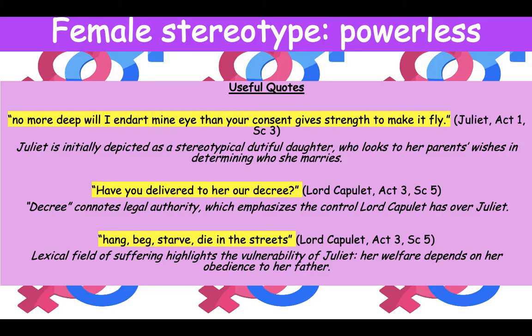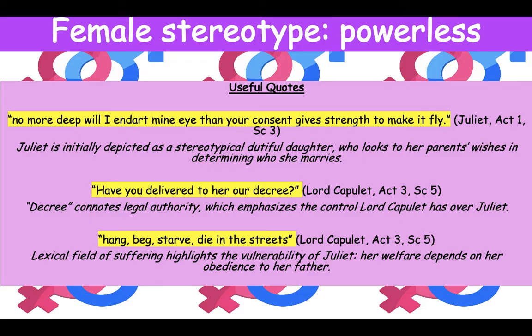Look as well at Lord Capulet in the way he speaks later, Act 3, Scene 5. He's actually speaking to his wife at this point because they've decided that they would like her to marry Paris in a few days' time. And he says, "Have you delivered to her our decree?" Decree connotes legal authority, and that emphasises the control Lord Capulet has over Juliet, which is very much in line with the type of control a father would have over his daughter.